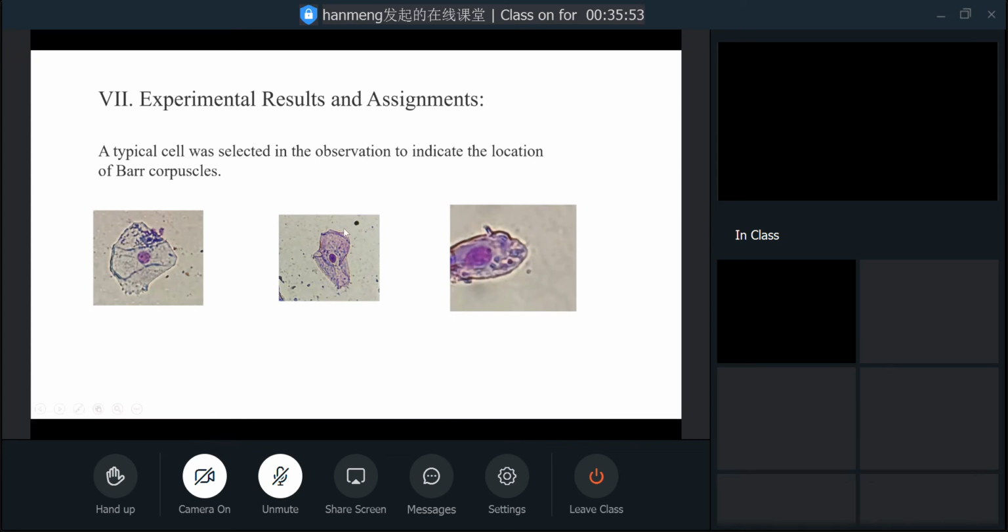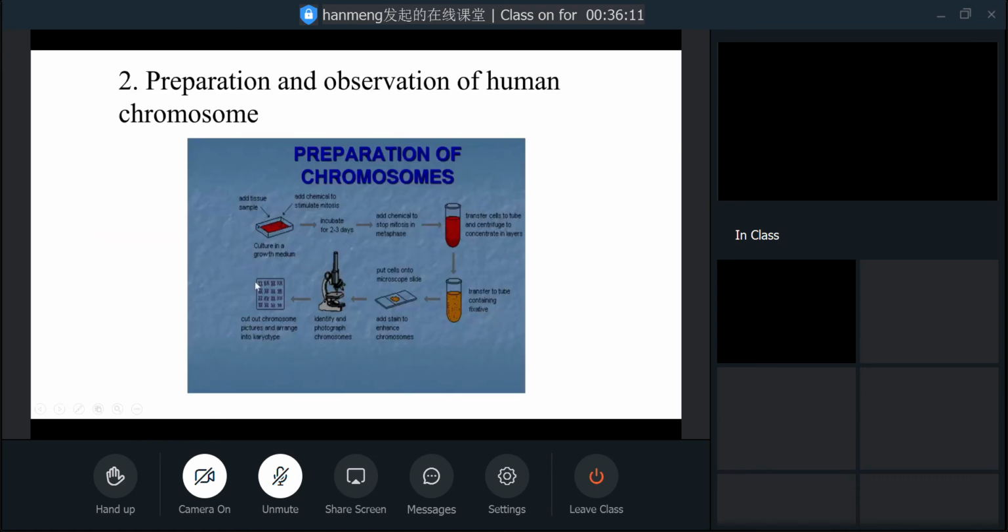So the assignment for you is to select one picture and point out the Barr body. This is the first experiment.